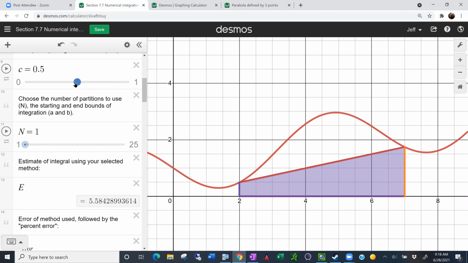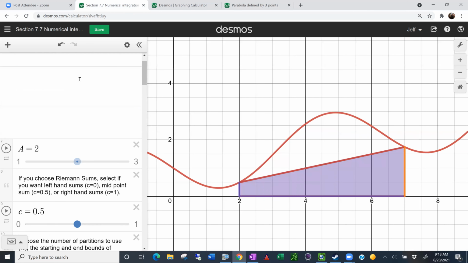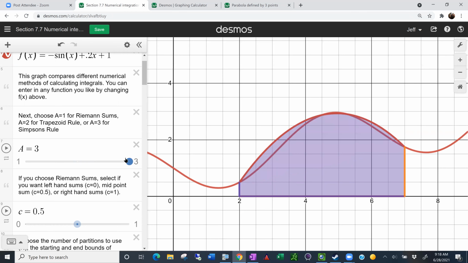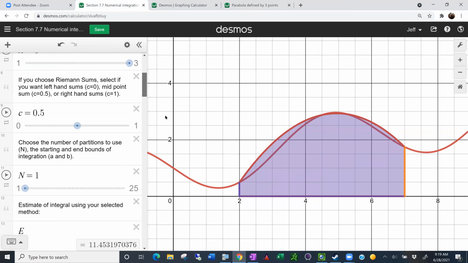Let's take a look at this last method. And when we fit a parabola as opposed to just a trapezoid, we're going to get a much better approximation of this area. So let's switch over to Simpson's method, which is the last method we're going to look at here. Oh, sorry. Wrong one. This one up here. There we go. That's Simpson's method. So what you can see now is that we've got a parabola that's being used to estimate this area in this 1 interval. So a much better fit.